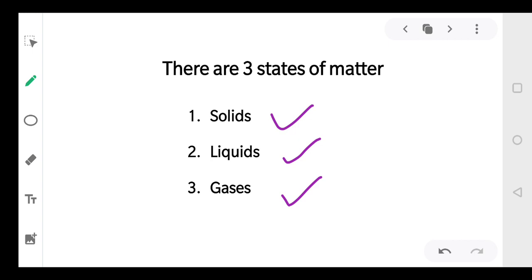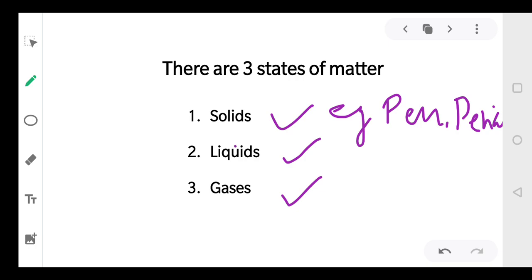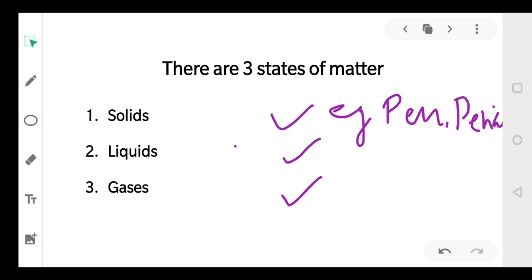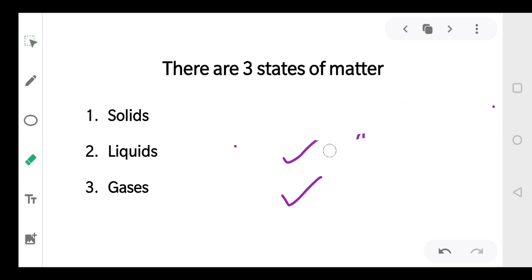Can you tell me the examples of solid? Any idea what the examples are? Like pen, your pencil, isn't it? These are all examples. And what about the liquids? What are the examples of liquid? Let's write down all the examples again. I'm writing it again for you.